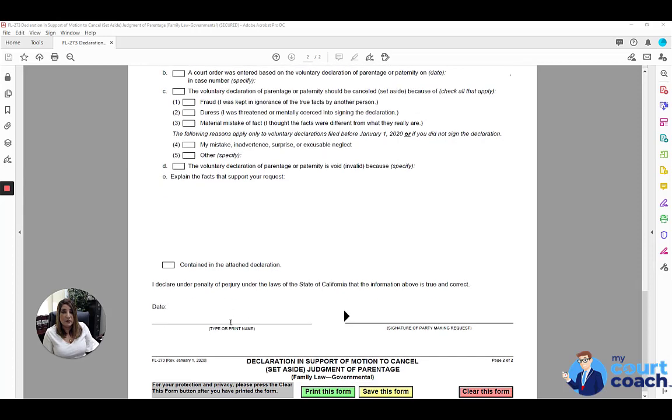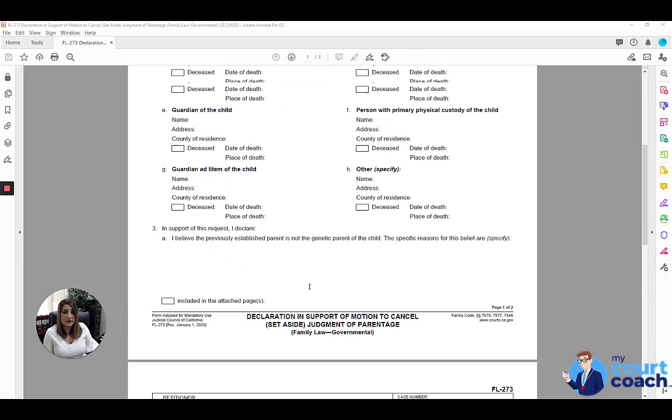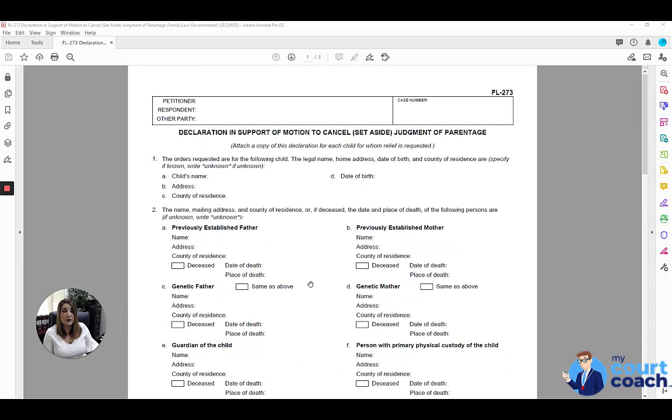At the very bottom of the form, you want to print your name, sign, and date. Attach this form to your FL-272, and it is ready to be filed with the court as part of your request to set aside judgment of parentage.